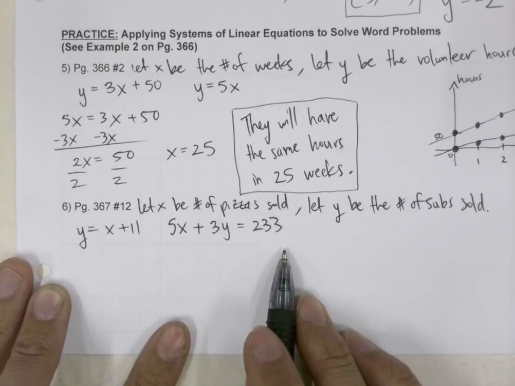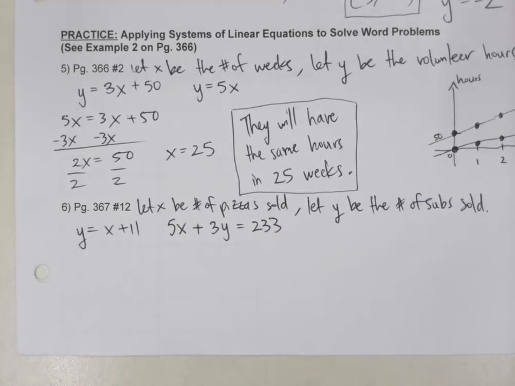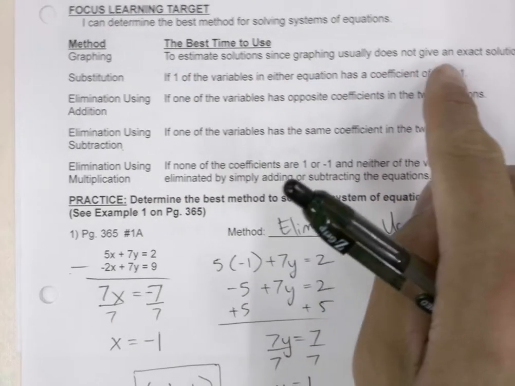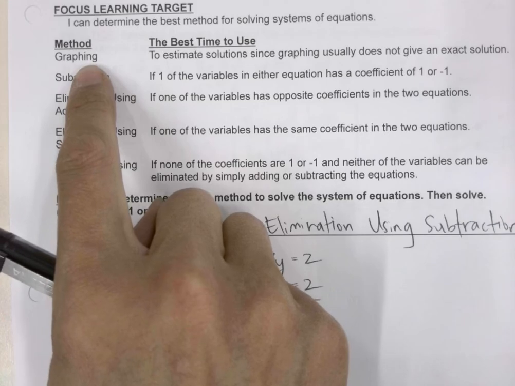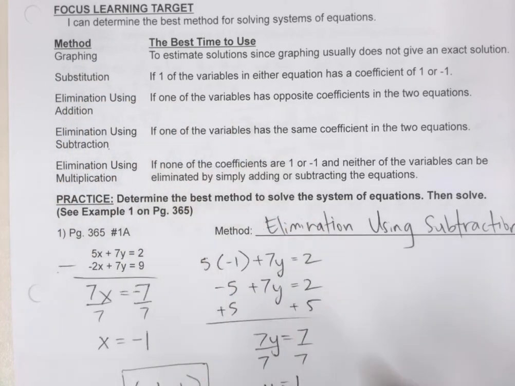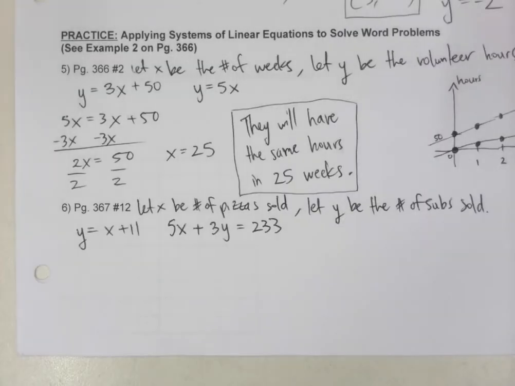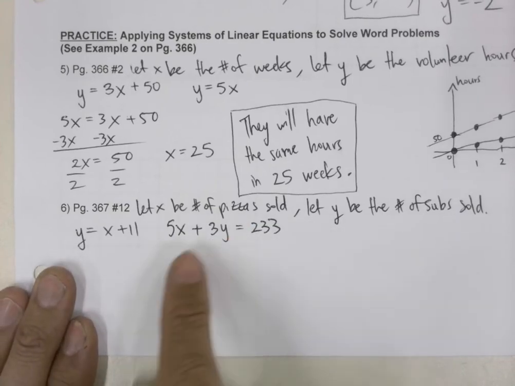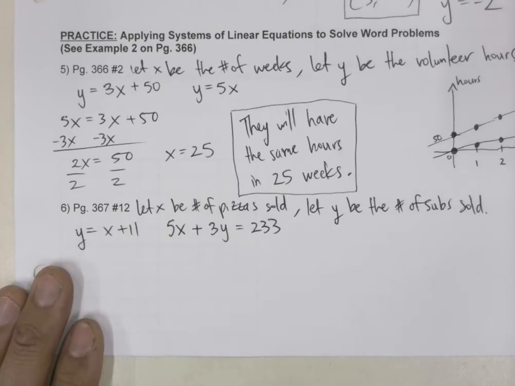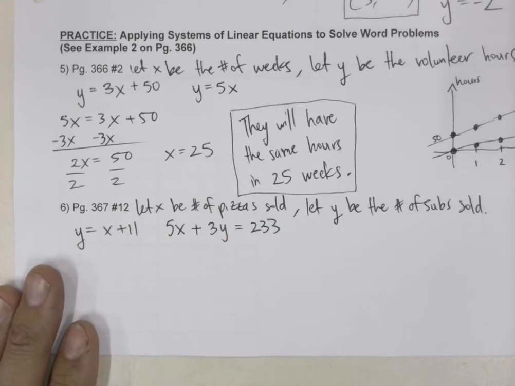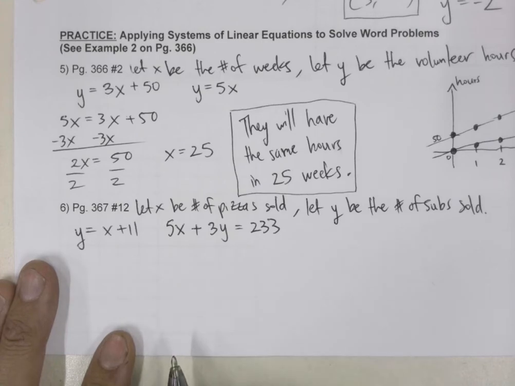Now we're looking at the problem and we're taking a look. We're saying graphing? Well, we want an exact solution, so we don't want a graph. Substitution? Well, substitution looks pretty good actually. Why does it look good? Because we already have one of the variables solved for, same as we did in problem number 5. So let's go ahead and use substitution over here.